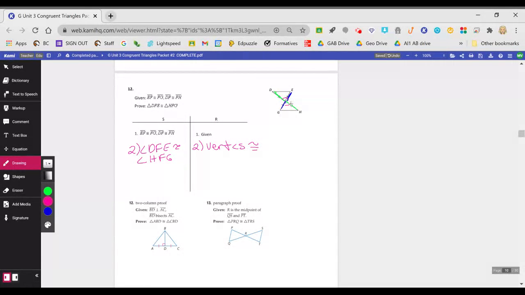And now if I look at that, I go blue, pink, green. So that is side angle side. So I have triangle DFE is congruent to triangle HFG by side, angle, side. And again, like I said, we'll do these two proofs together tomorrow. If you have any questions, please note them down and ask me during class tomorrow.